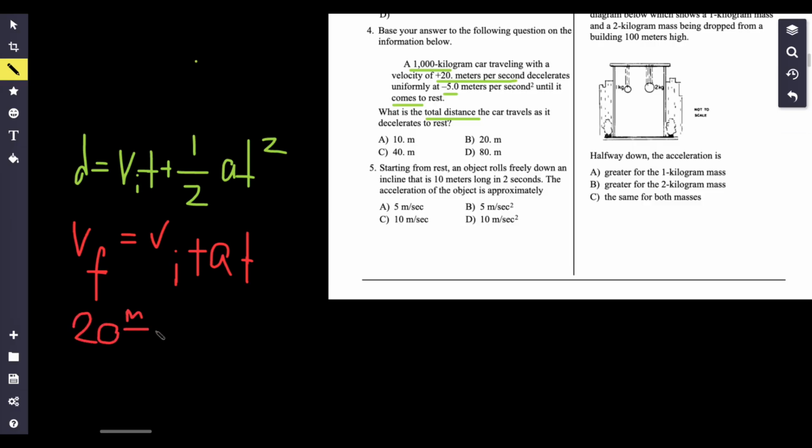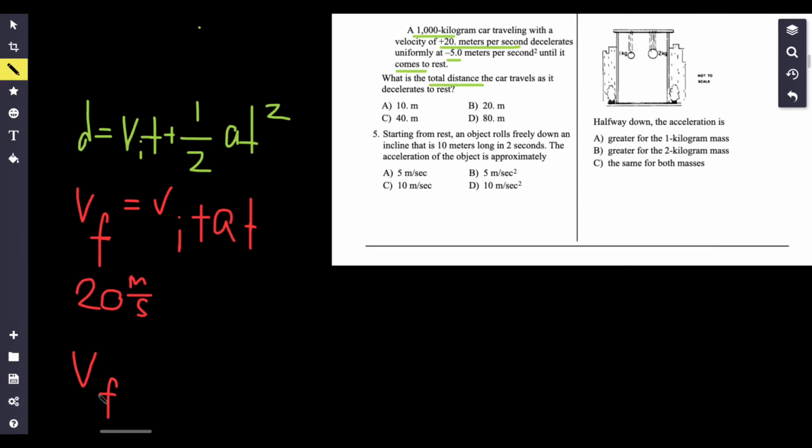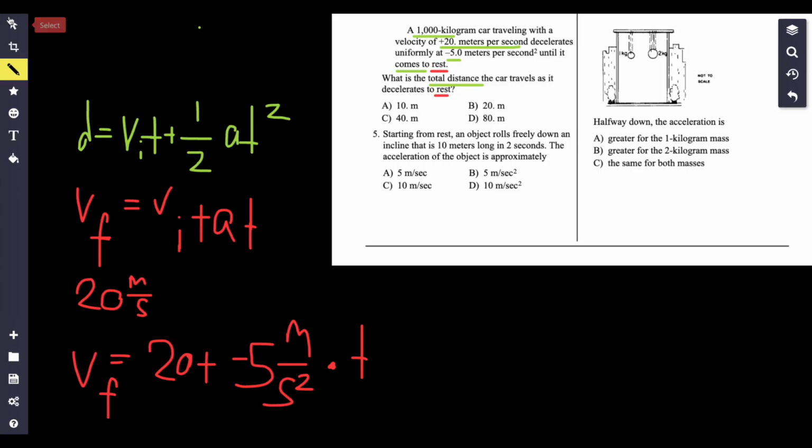our initial velocity is 20 meters per second, and we're decelerating by -5 meters per second squared, or we're accelerating by -5 meters per second squared, so we're decelerating, and we want to find out how much time that occurs. Now, the important detail to note here is that we're decelerating until we're going to rest, and when an object is at rest, it isn't moving, so it's going to have a velocity of 0.